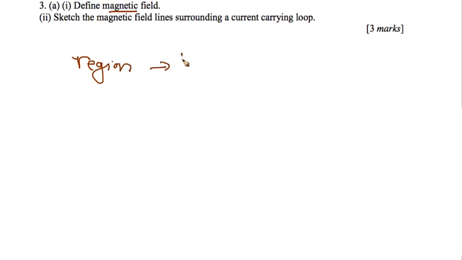Question number 3. Define magnetic field. So what is a magnetic field? The definition of a magnetic field is a region where the magnetic force FB exists. Meaning, let's say you have current flowing in a wire, and this is a magnetic field produced by the wire. So this is the area of the magnetic field.